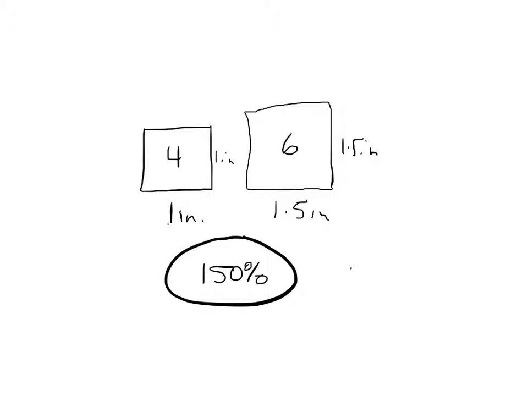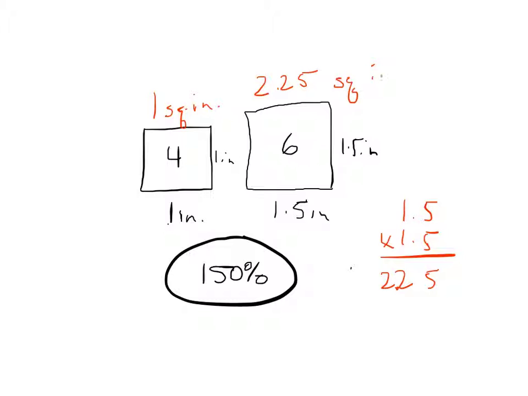Now B is asking about the area. So let's see what we can do with the area. Here we have, let's change the color here, 1 times 1, so this will be 1 square inch. This over here, 1.5 times 1.5, so let's do that, 5 times 5, and you know, it'll be 2.25, so we get 2.25 square inches.